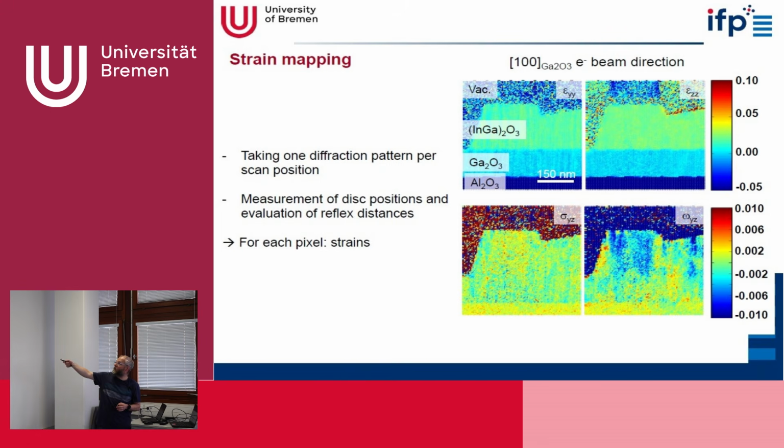If I put the electron beam in gallium oxide, for example, gallium oxide has a larger lattice parameter than aluminum oxide, then the diffraction disks will shift together, so the distance will be reduced. And this can be used in order to calculate the strain in the sample. So, for example, here we have a gallium oxide layer on aluminum oxide, and this was overgrown with an indium gallium oxide layer. And then we can see, of course, the different strains.